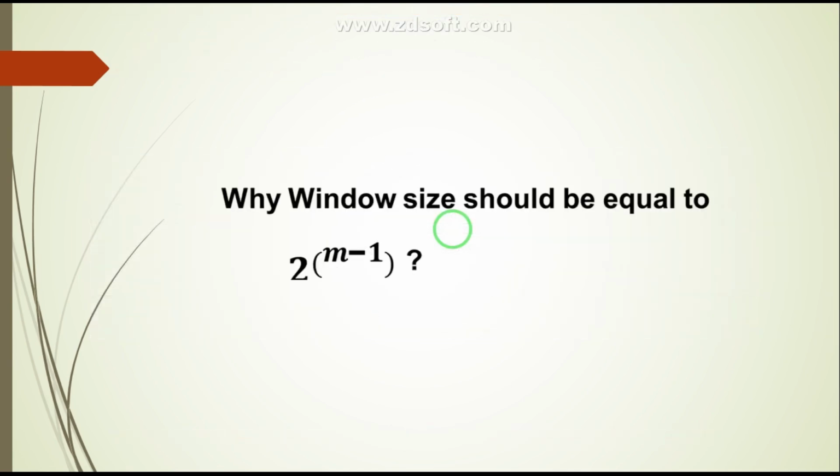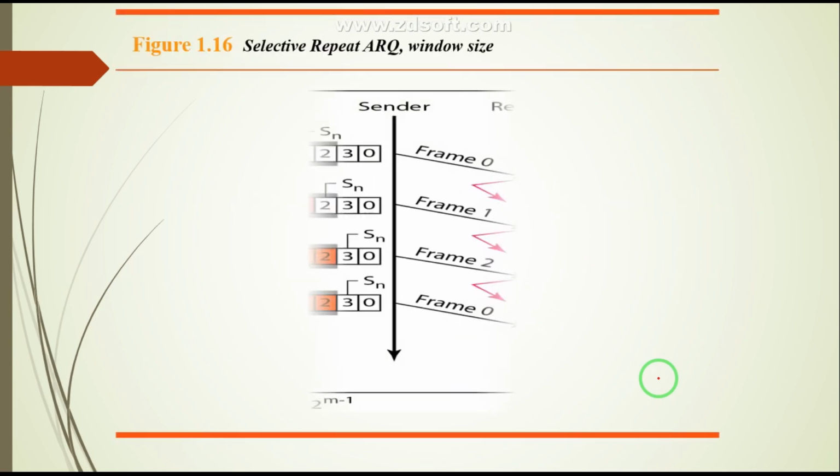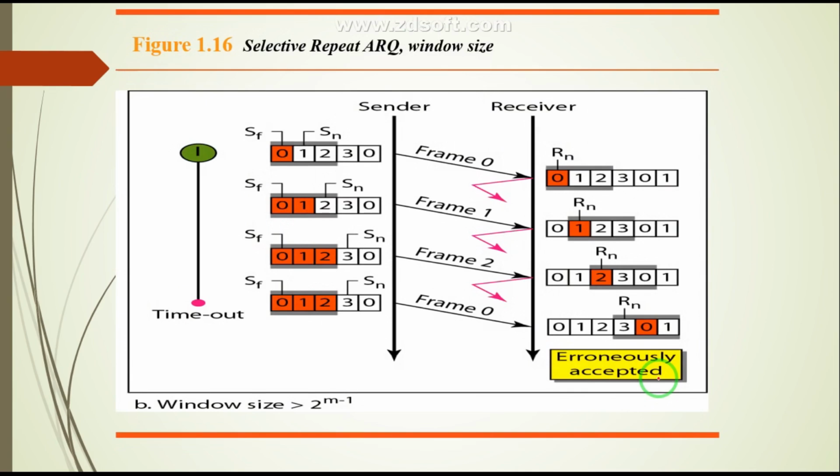Now my question is, why should the window size be equal to 2 raised to m minus 1, or we can say it must be 2 raised to m upon 2? Why? This is the question. So now I am trying to give the answer to this question. Let's analyze this question.